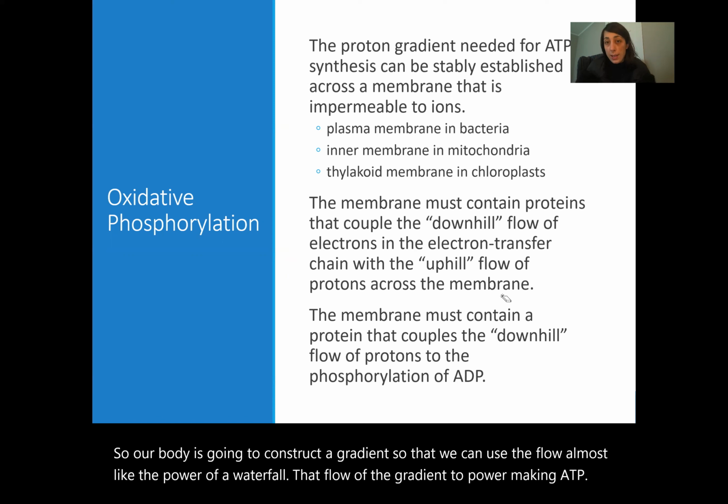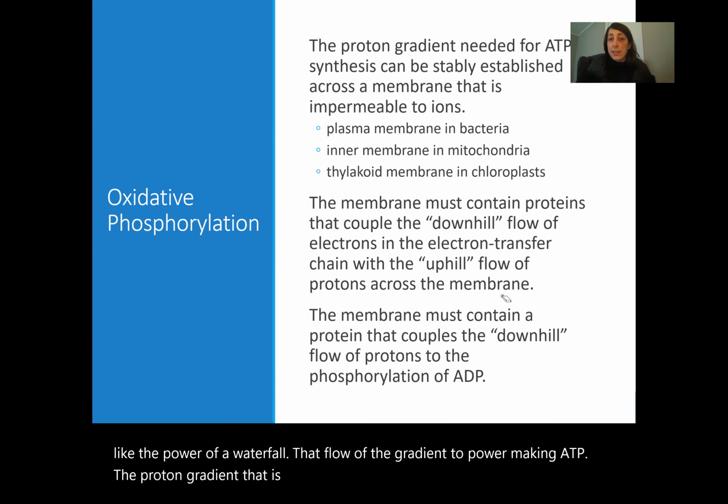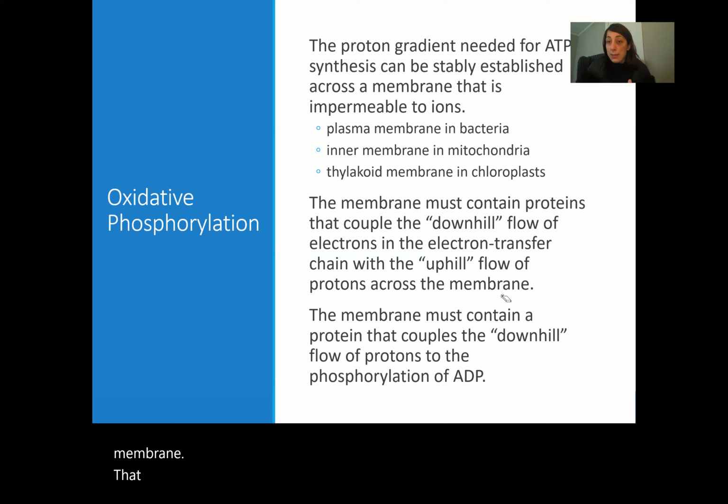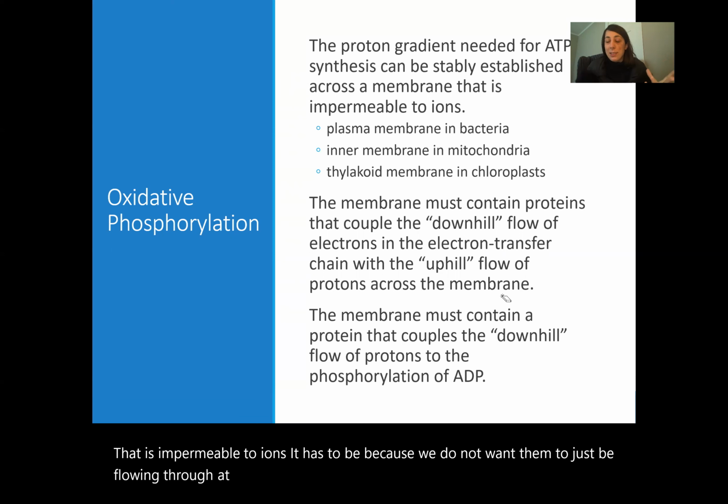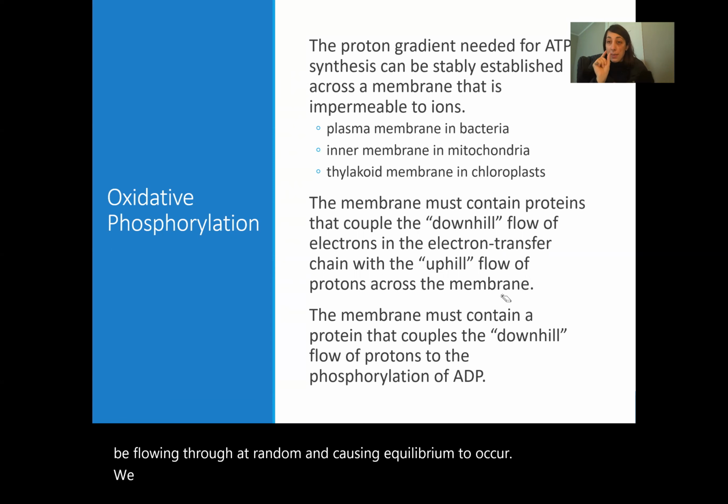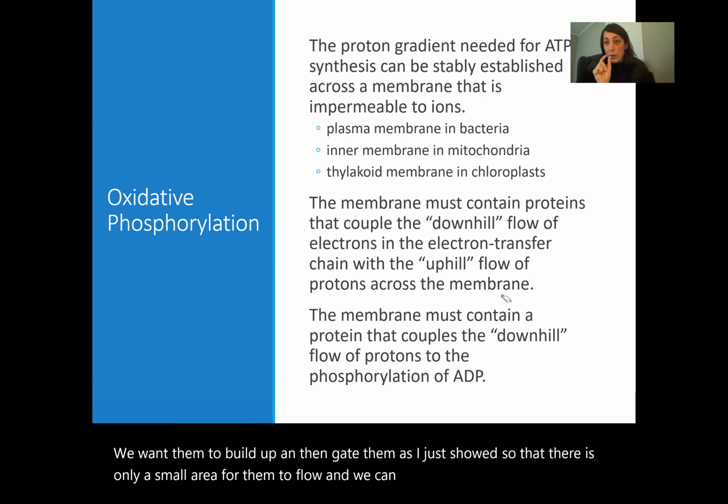The proton gradient that is needed for ATP synthesis is established across a membrane that is impermeable to ions. It has to be, because we do not want them to just be flowing through at random and causing equilibrium to occur. We want them to build up and then gate them, as I just showed, so that there's only a small area for them to flow, and we can utilize that small gated area to create energy.